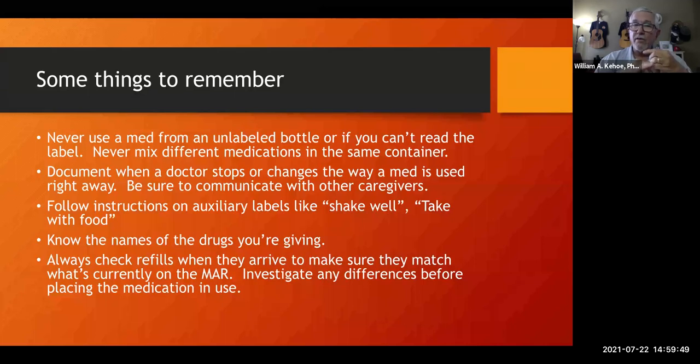So never mix medications, and only a pharmacist can label a bottle. So you can't take a bottle of, say, 100 ibuprofen tablets prescription and then pour some into a bottle and label it and send it home with the person. That's against regulations. So just don't use unlabeled bottles. Pharmacists can label for you. They can give you other labels, other bottles are labeled for transfer of medications if that's appropriate. So avoid mixing medications in the same container.